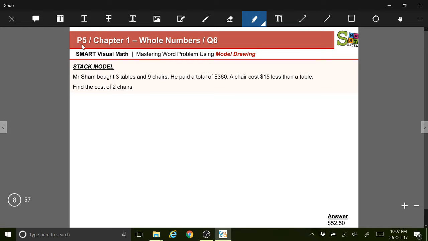Hi, this is P5, Chapter 1, Whole Numbers, Question 6. Mr. Sham bought 3 tables and 9 chairs. He paid a total of $360. A chair costs $15 less than a table. Find the cost of 2 chairs.